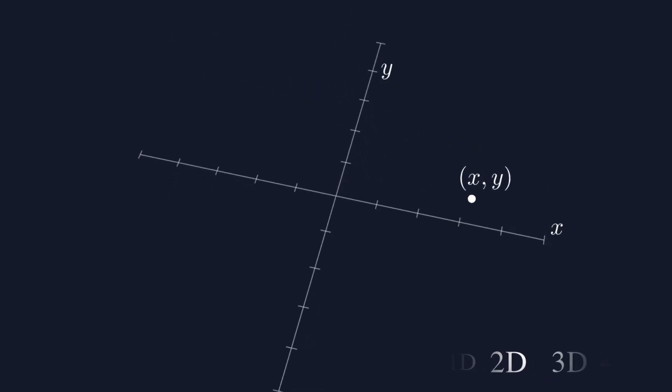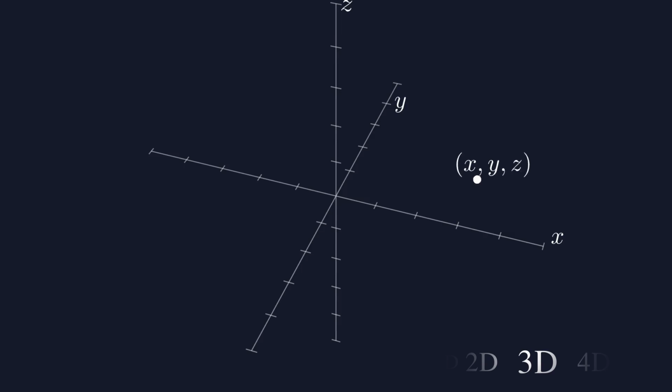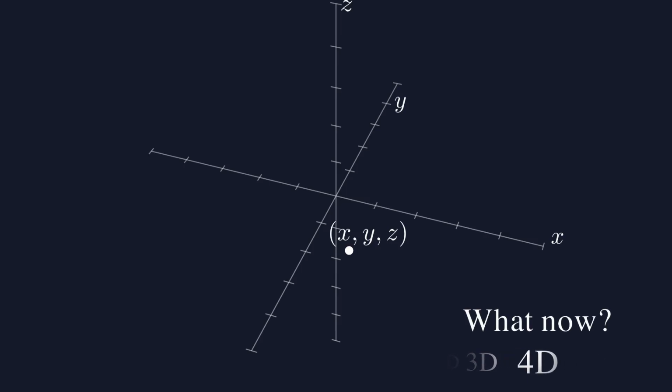The same applies for three-dimensional spaces. You need three numbers to describe where you are. So the fourth dimension is just another way to describe a location. But what visually happens after three?